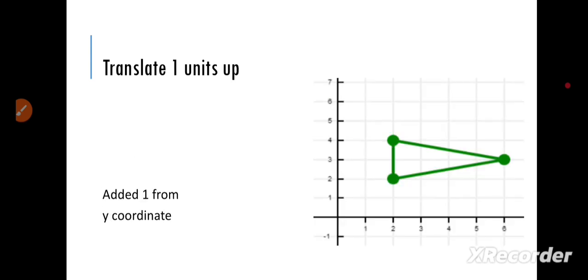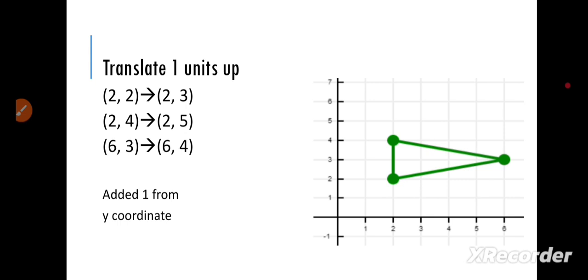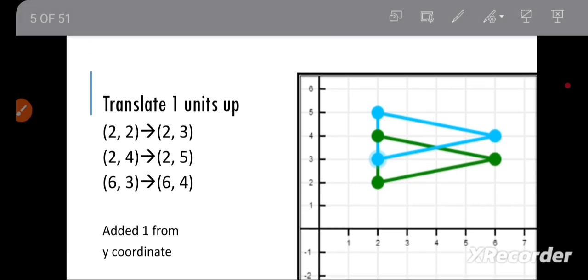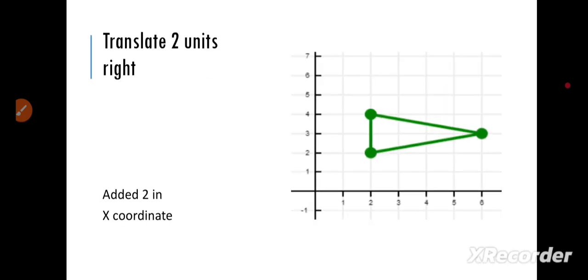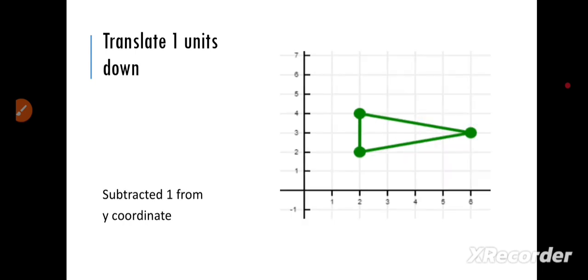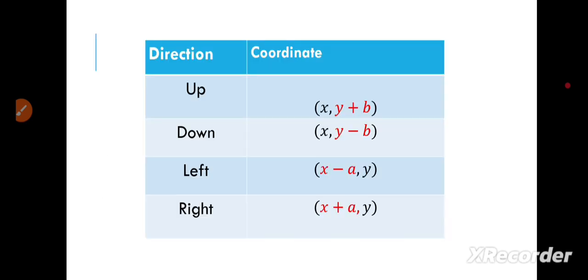Now if we want to do 1 unit up, we are going to add 1 unit in y coordinates. Here 2 becomes 3, 4 becomes 5, and 3 becomes 6, and we have this new image. Similarly, for right we add 2 units in the x coordinate, and for down we subtract 1 from the y coordinate.